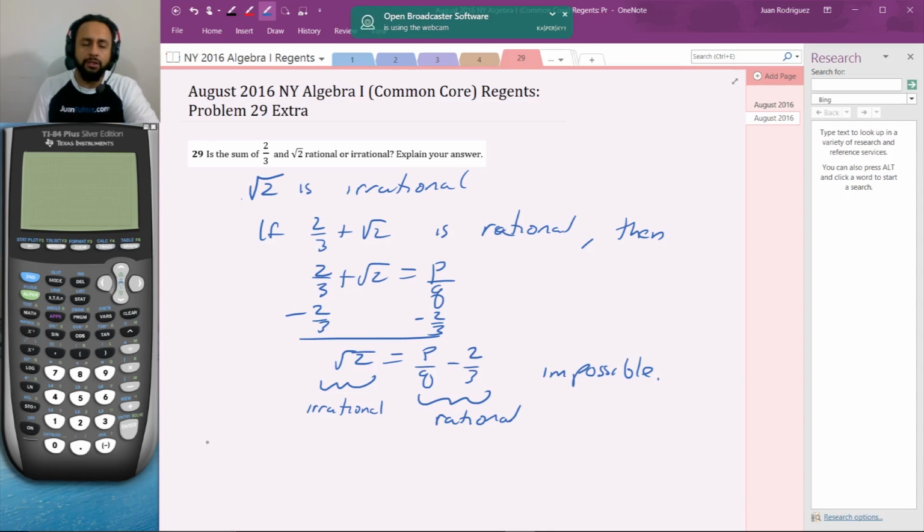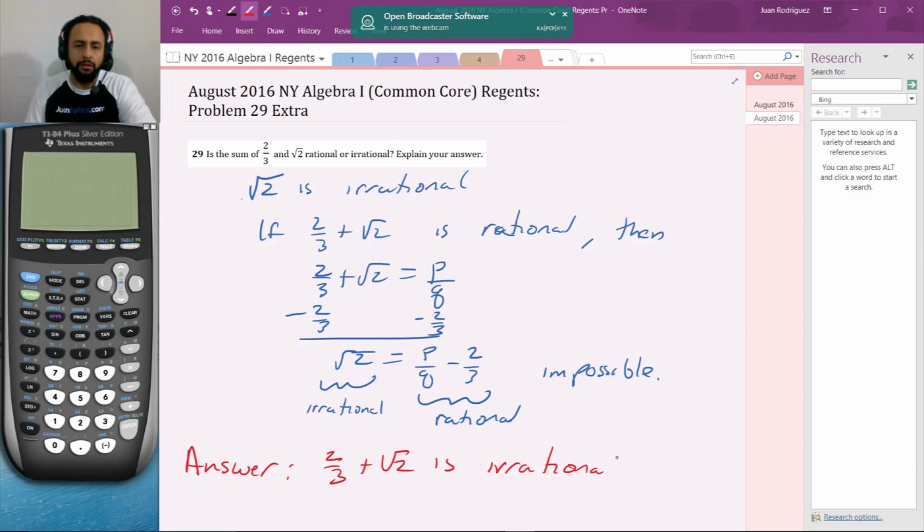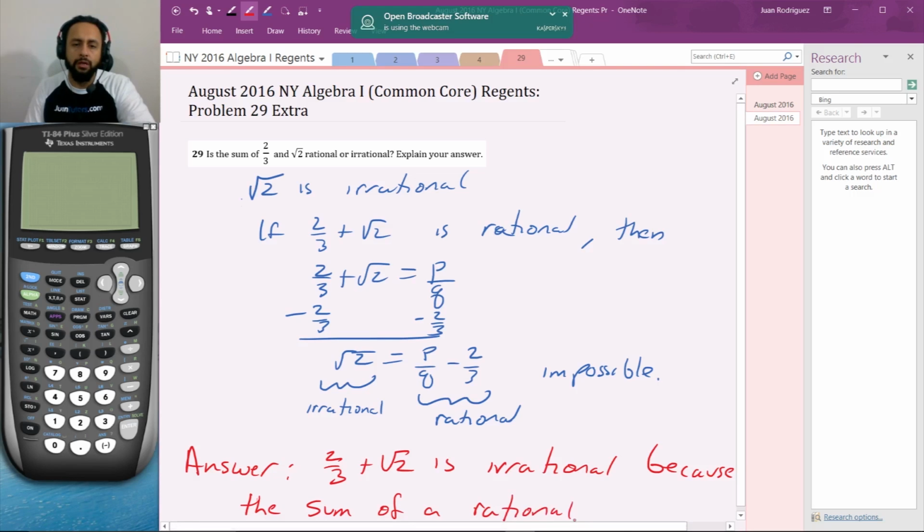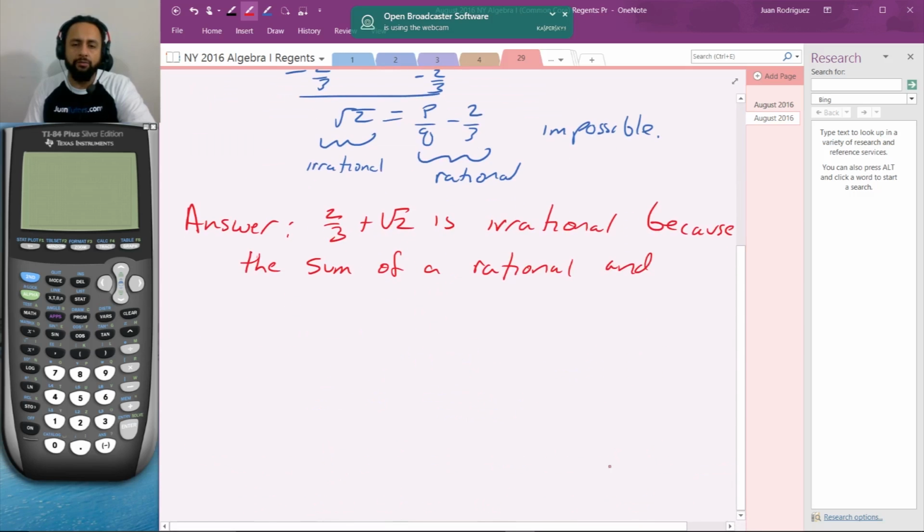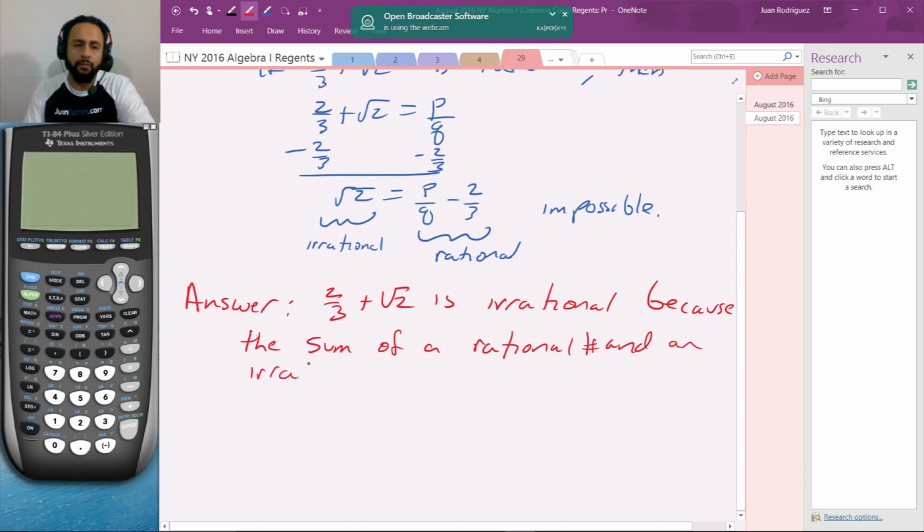Okay, so here's a perfectly justifiable explanation on the test. You don't have to give the proof. That's a proof, and you could use words. But you could also say 2/3 plus radical 2 is irrational because the sum of a rational number and an irrational number is irrational.